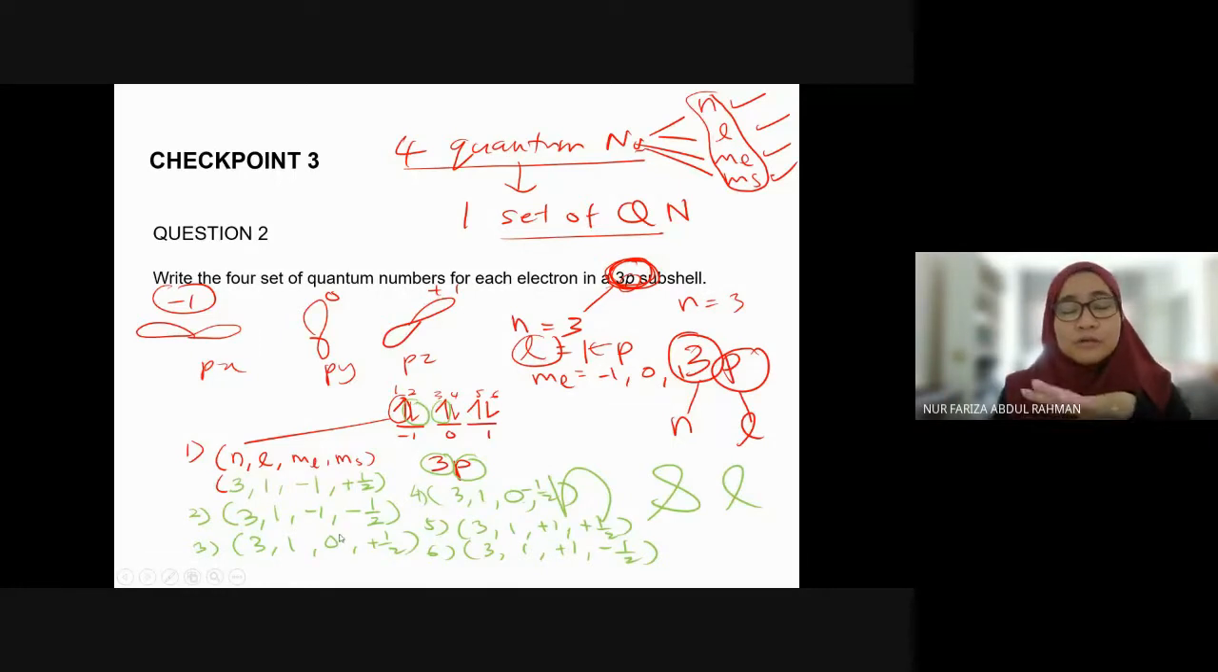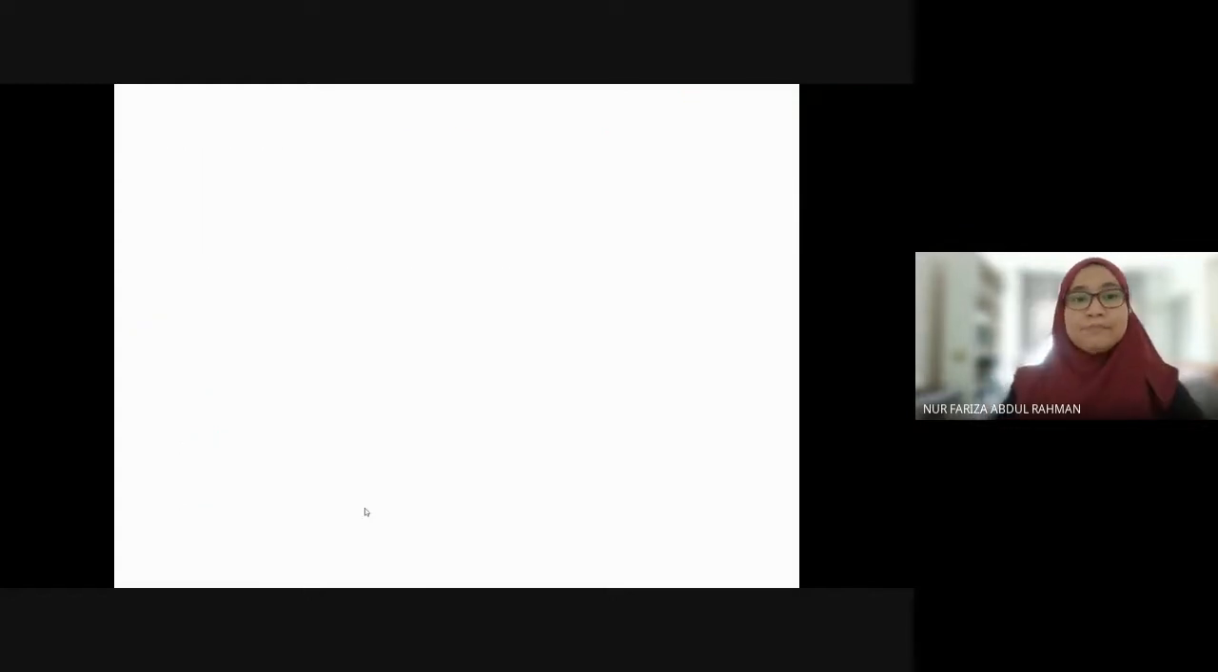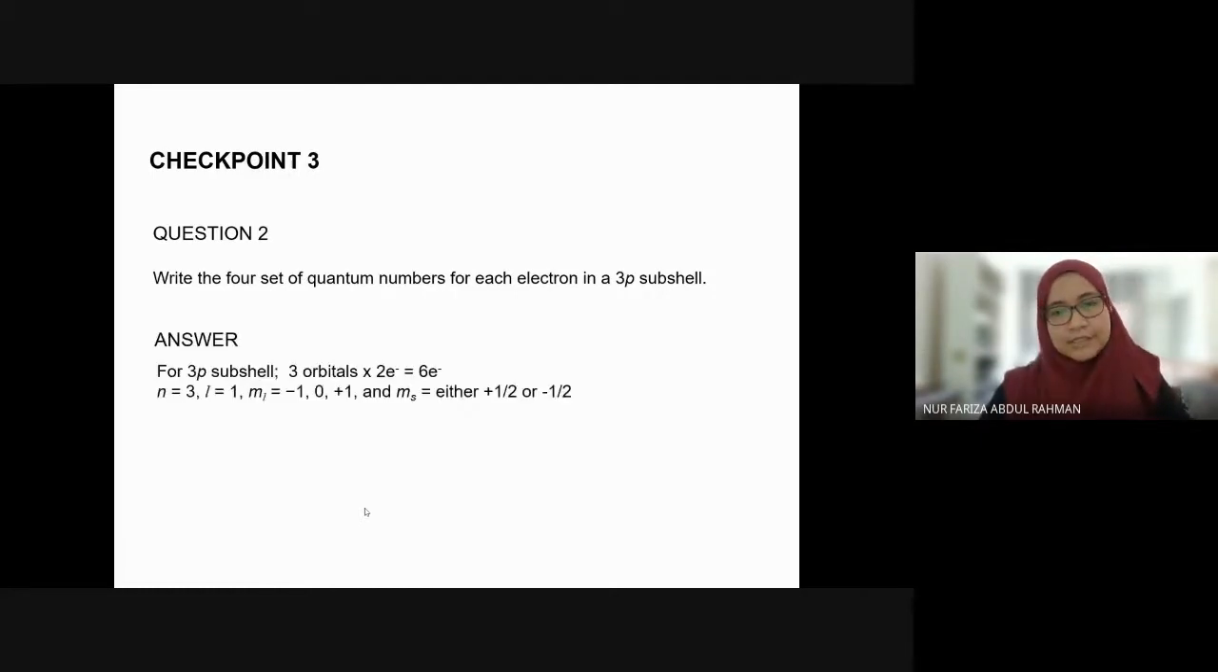The quantum number is unique for each electron. Each electron should have a different set of quantum numbers. It cannot be the same for 2 electrons. It depends on the question. Please make sure you address the question, if the question is asking for the set of quantum numbers for the electron.